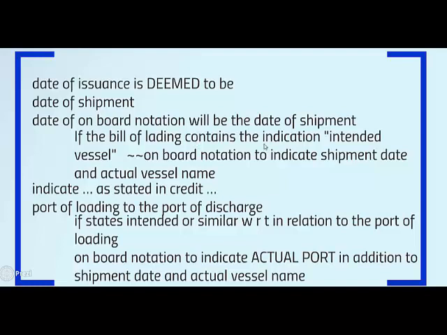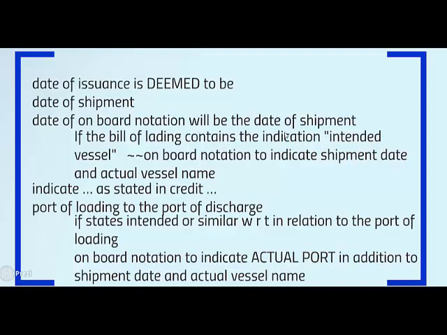If the bill of lading contains an indication that it is an intended vessel, then the on-board notation should indicate the actual vessel name as well as a date, because it has to be loaded on a vessel. Only then will the BL have its validity and be acceptable under the article. And second, it has to indicate the date, because this date will be considered as the on-board notation date and this date will be the date of shipment.